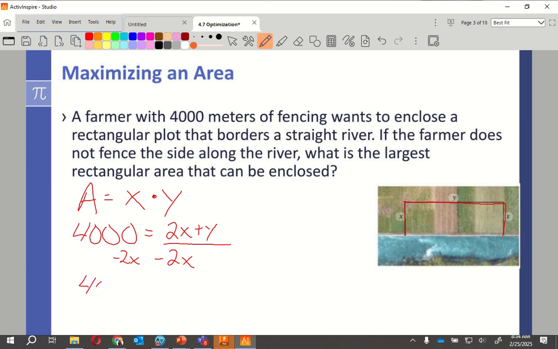So 4,000. Sorry, I didn't show that step right there. Wait, why is it going from multiplication to division? Because we have 4,000 meters, so that's like the perimeter. Yeah, this is the whole thing right here. Oh, so this right here is my area. So this is area, but this one over here is my perimeter.